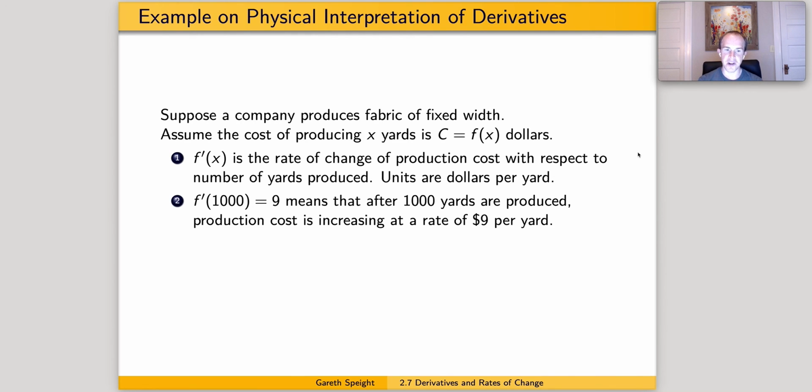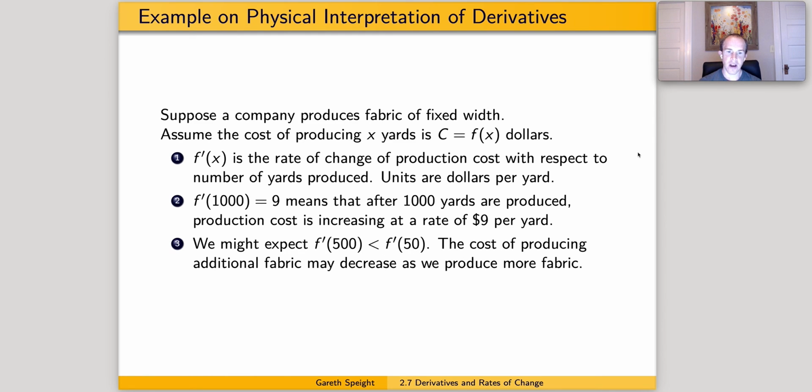Okay, here is an equation, for instance, f prime of 1,000 equals 9. What does that mean? Well, it means that when we've produced 1,000 yards of fabric, the rate of change of the cost is equal to 9. So in other words, after 1,000 yards are produced, the production cost is increasing at a rate of $9 per yard.